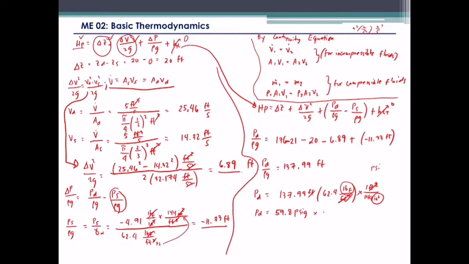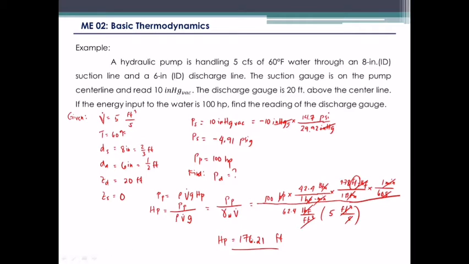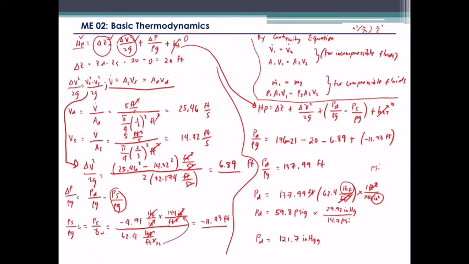Since the given pressure at suction is in inches of mercury, let us also convert this to inches of mercury. This is 14.7 PSI equals 29.92 inches of mercury. So, the pressure at discharge now is 121.7 inches of mercury gauge. This is now your final answer.